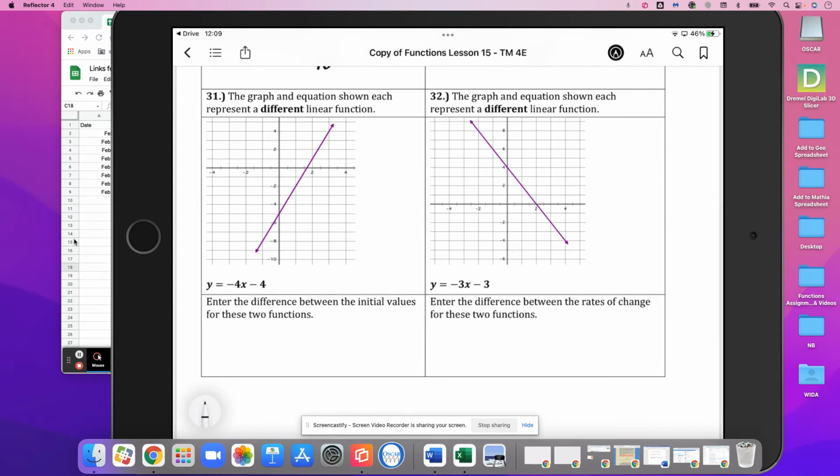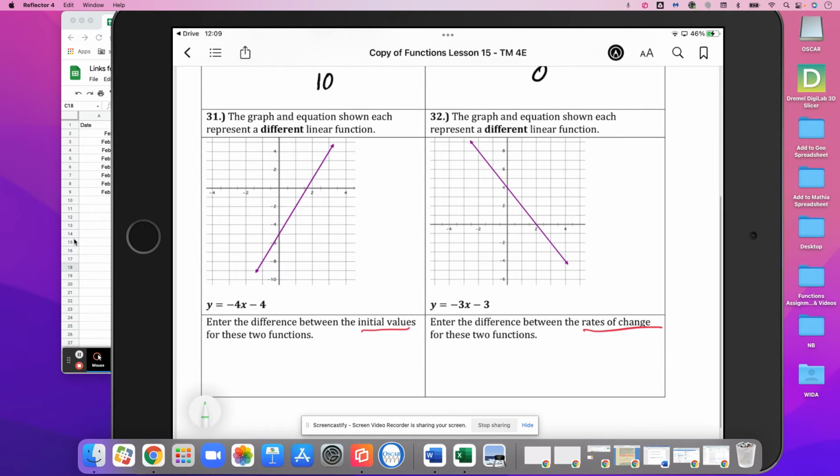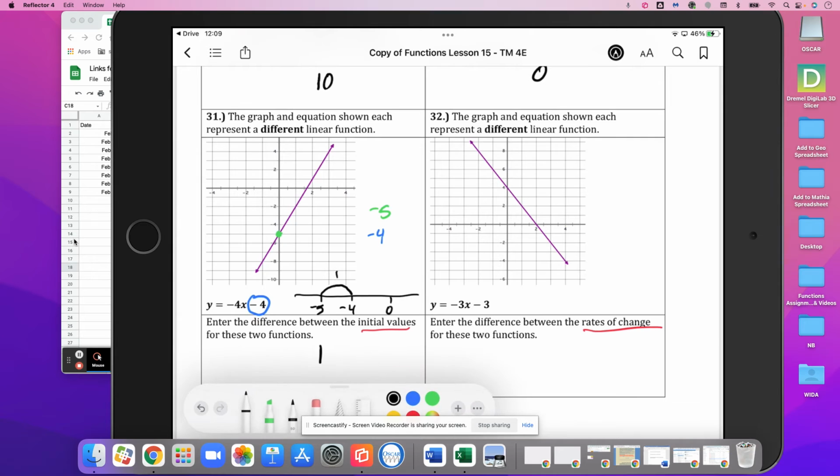Okay, and we are looking for the difference in initial values on the first one and difference in rate of change on the second one. So again, be careful with that. Let's see, initial value of this one in green is going to be negative 5. And the blue one, initial value is going to be negative 4. So number line is always helpful for these. So we've got negative 4, negative 5. We can see that those are only 1 unit apart. So the difference in initial values there is just 1.